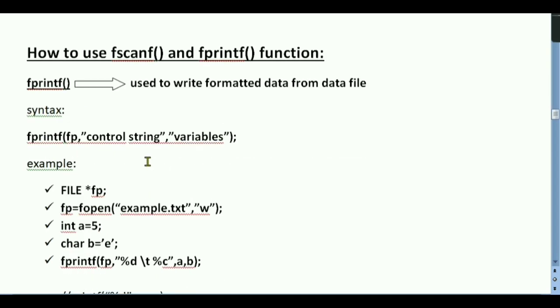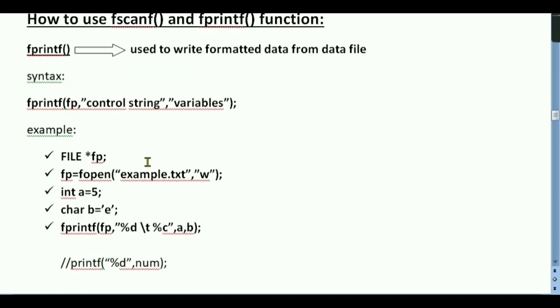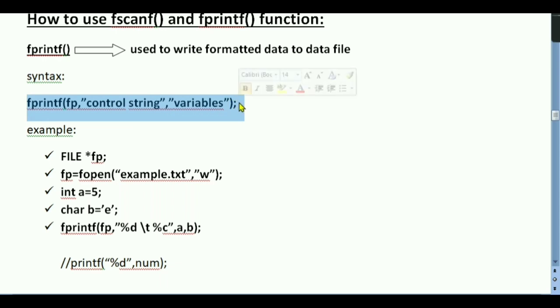How to use fscanf and fprintf functions. So as we know, fprintf is used to write formatted data to our data file. Okay, let's see syntax. Syntax is very easy. Don't get confused by seeing this much big syntax. It is very easy to understand. First is fprintf. It is our function. After that, inside the parenthesis, we need to write a file pointer first. File pointer, and other is same as printf functions.